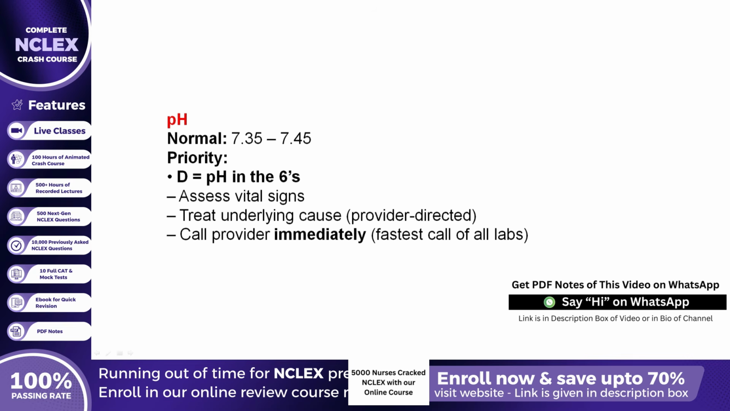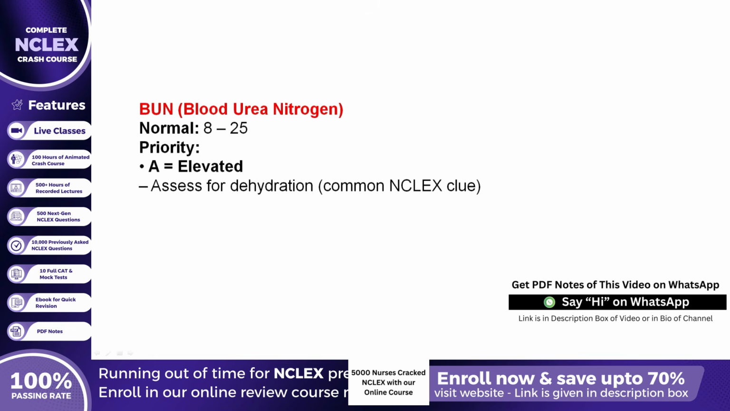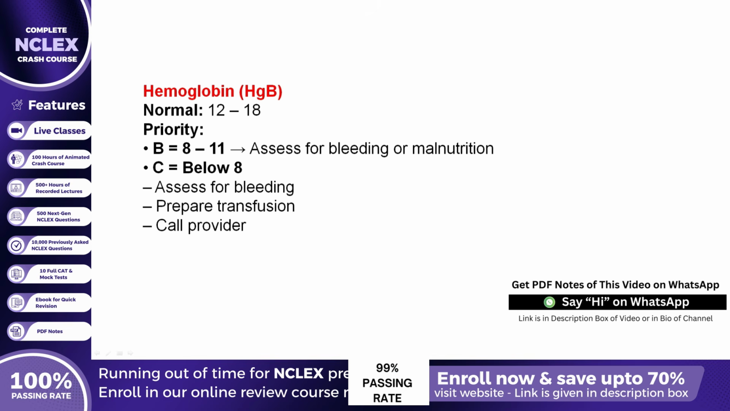For BUN, the normal level is 8 to 25, and the priority is that an elevated BUN is considered an A, which means low priority, so your job is simply to assess for dehydration, which is a very common NCLEX clue. With hemoglobin, the normal range is 12 to 18. A value between 8 and 11 places the patient at a B priority, meaning you assess for bleeding or malnutrition. But when hemoglobin drops below 8, that becomes a C priority, so you assess for bleeding, you prepare for a transfusion, and you call the provider.